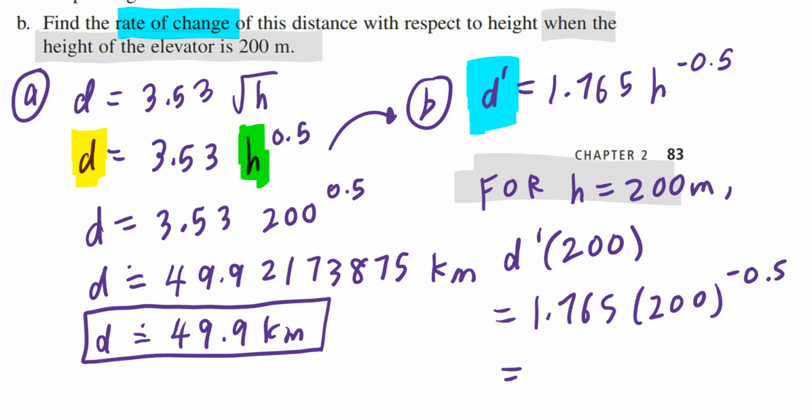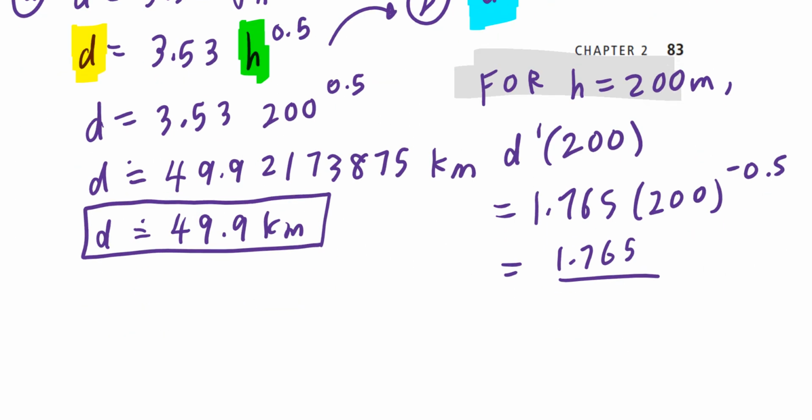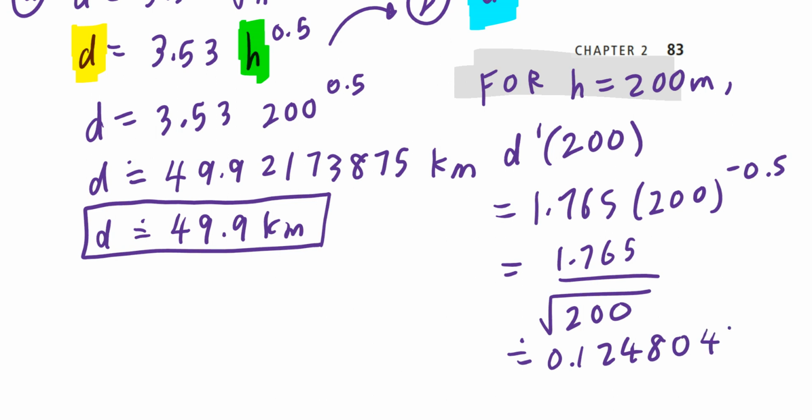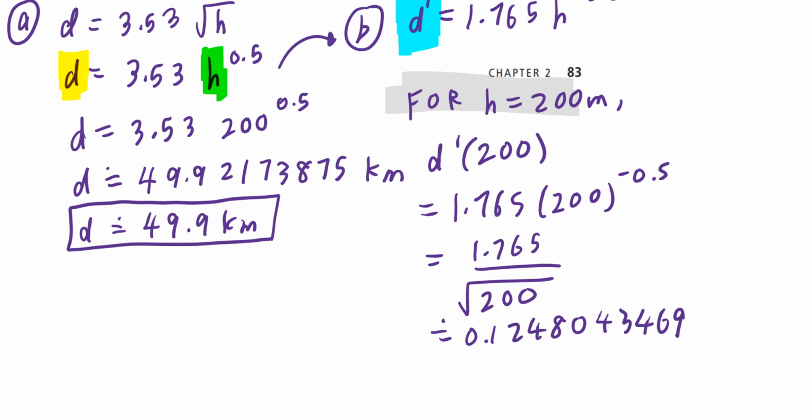I'm going to give you a little bit more. You can rewrite this as 1.765 divided by, instead of 200 to the power of negative 0.5, 200 to the power of positive 0.5, or the square root of 200. Again, I take my calculator, I work this out. It's going to be approximately 0.1248043469. And think about the metric.